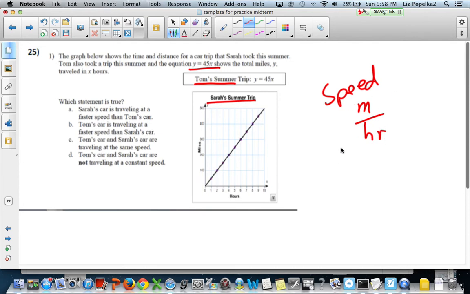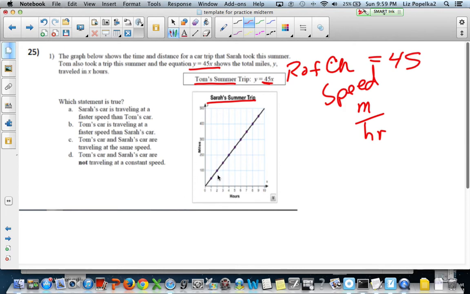We've talked in previous examples in earlier videos how this number in front of the x is your rate of change. This is also Tom's speed because x is the number of hours and y is the number of miles that he travels. So every hour he travels 45 more miles. So his rate of change, or also his speed, is 45. Now we need to figure out what Sarah's speed or rate of change is.